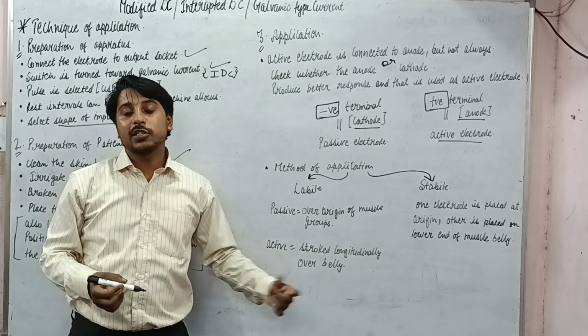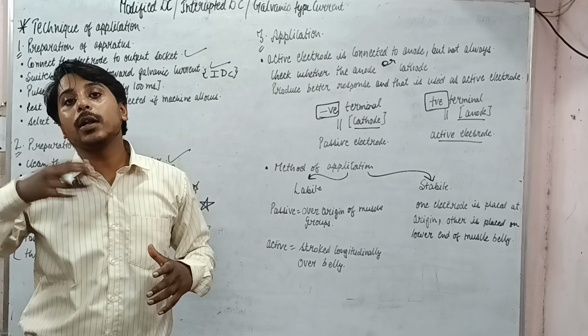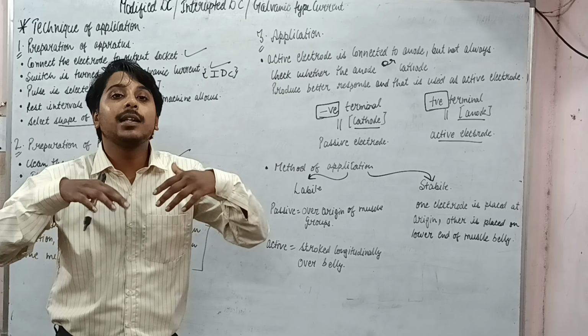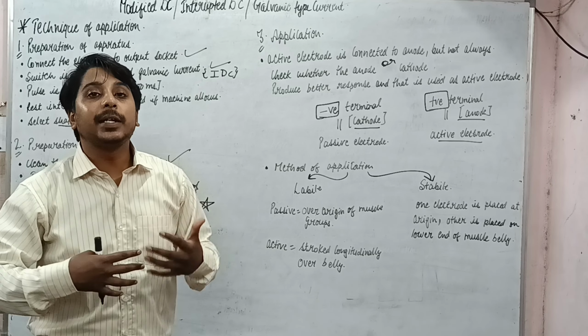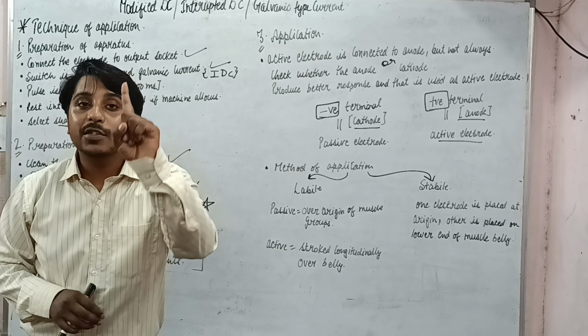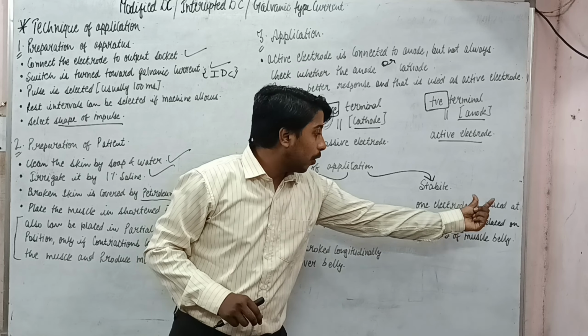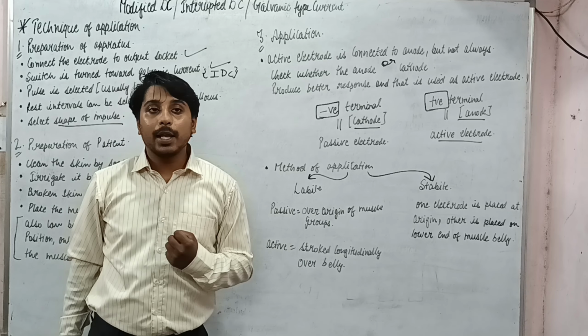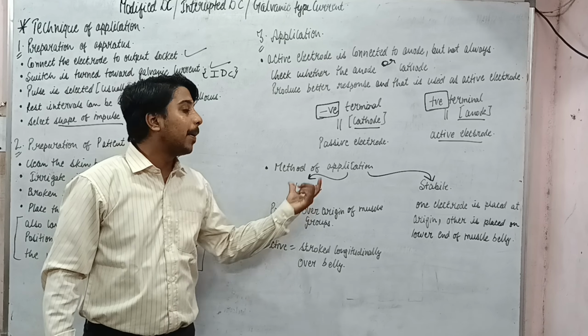And what is the use of this particular arrangement? As the passive electrode is fixed, but the active electrode is the pen electrode, it can be used to stimulate multiple muscles in a single session. But in case of stabile, one electrode is at the origin and the other electrode is at the other end of the muscle. And what is the use of this arrangement? One muscle is stimulated repeatedly, that is, a large number of contractions of a single muscle is produced. Here one electrode is placed at the origin and the other is placed on the lower end of the muscle belly. So this is the difference between labile and stabile.